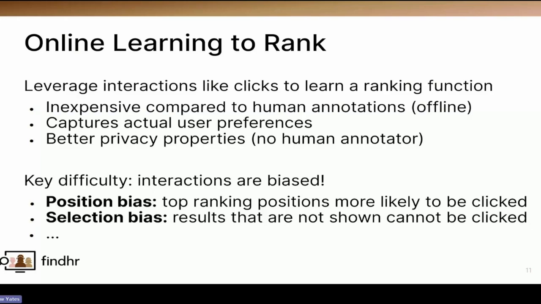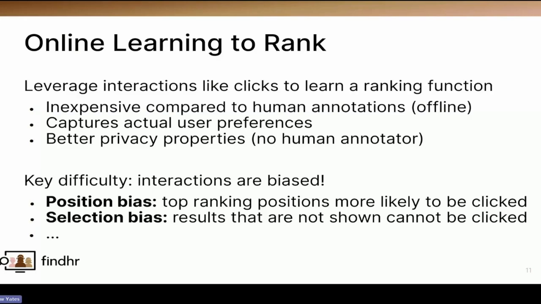Online learning to rank instead leverages users interacting with the system to learn a ranking function. So this, of course, has different trade-offs. The first, which is a big advantage, is that assuming you already have some sort of system that users are interacting with, it's very inexpensive to collect these clicks compared to human annotations.